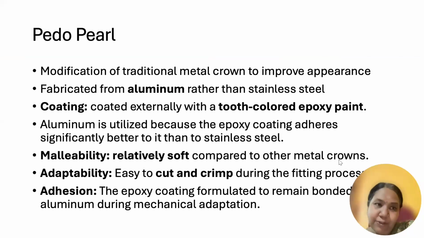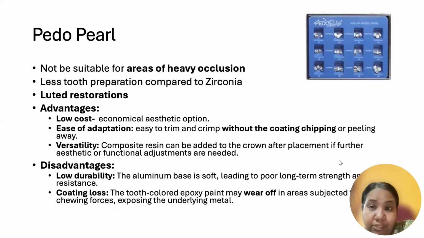The other set of crowns that we're going to be talking about is Pedo Pearls, which is a modification of traditional metal crowns used to improve appearance, and they're fabricated from aluminium rather than stainless steel. There is a tooth-colored coating on it, which is an epoxy paint. Aluminium is used because the epoxy coating adheres much better to it than to a stainless steel crown. Because it is aluminium, it is highly malleable and very soft, easy to cut and crimp, and the epoxy has shown good bonding to aluminium.